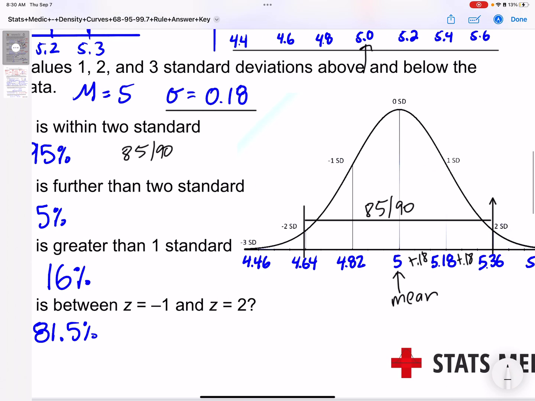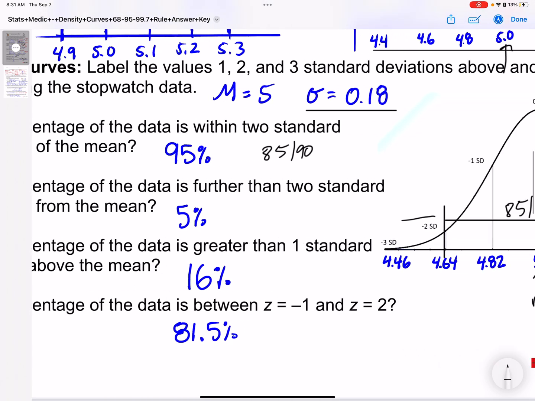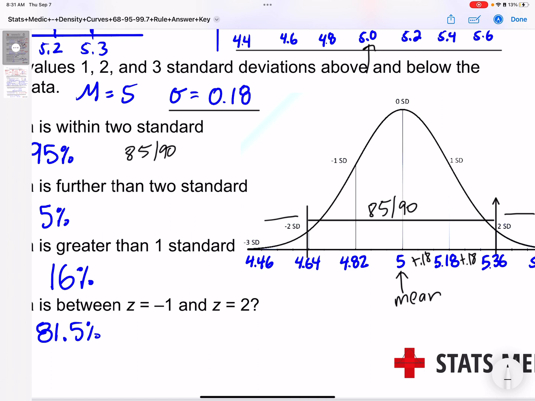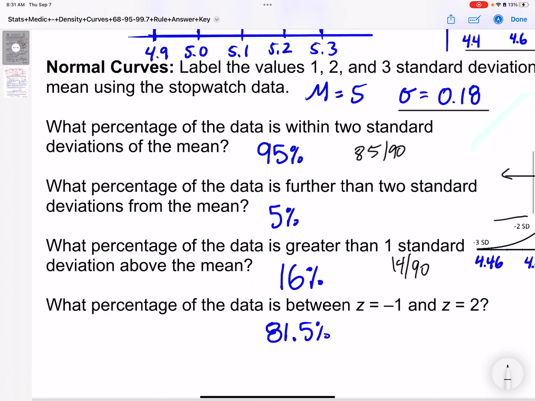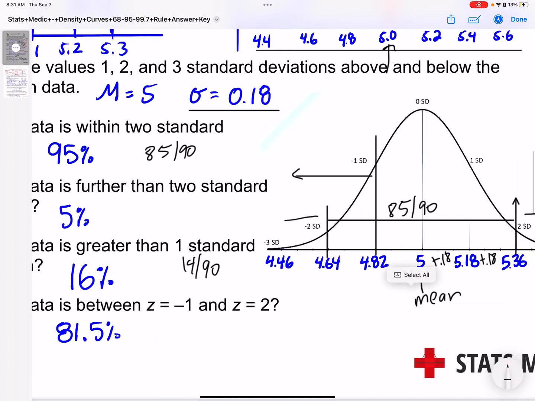And then how many is further than that? Then that's about 5%. How many is greater than 1 standard deviation? So I counted up my data, and we got about 14 out of the 90, which is about 16%. And what percentage is between -1 and +2? -1 is this one here, to +2 is this one here, and we got about 81.5%.